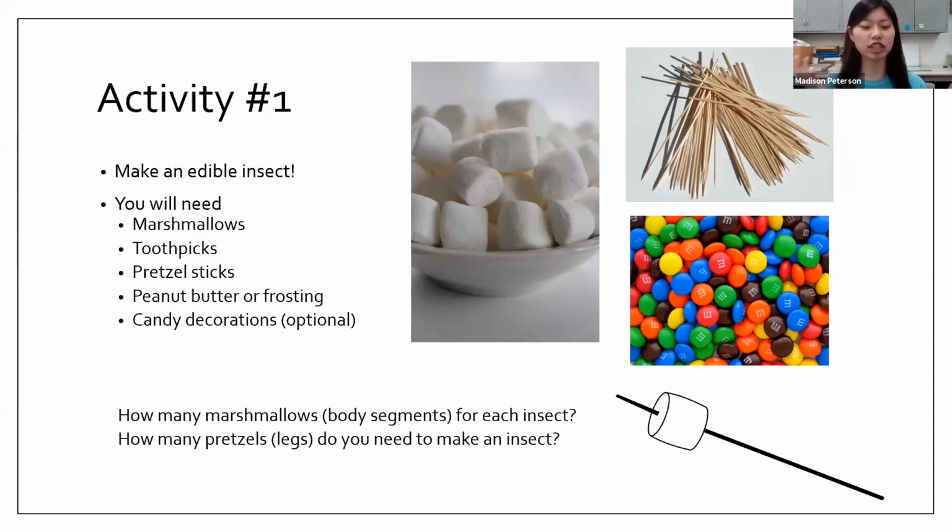And so some questions that you can ask are, well, how many marshmallows or body segments do we need for each insect? And how many pretzels or legs do we need to make an insect? You can also make spiders using this. So think about how many legs, how many body segments, how many marshmallows do I need if I wanted to make a spider?